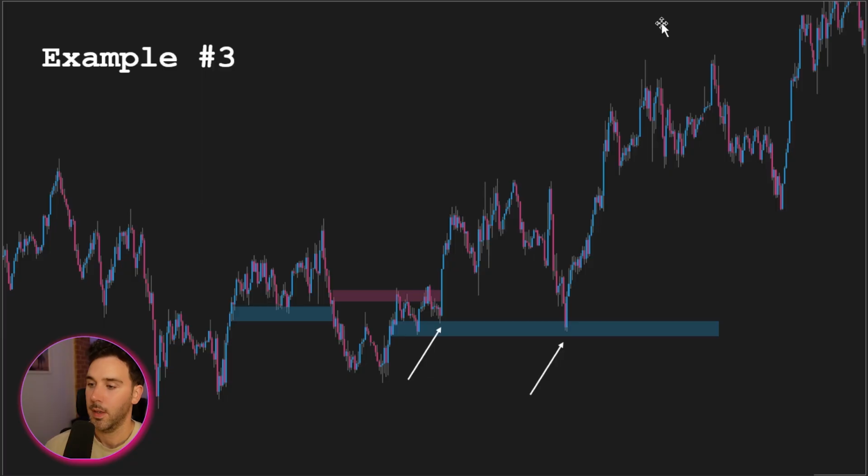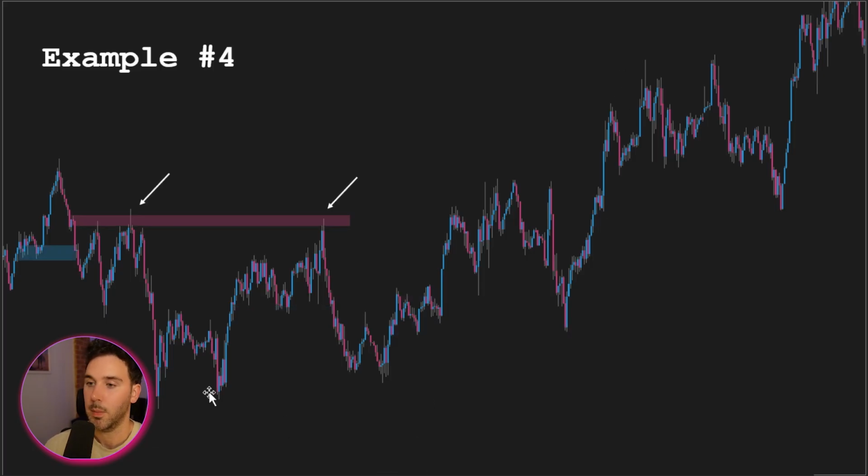Example 3, again, similar thing, but actually in this instance, we have a chain. So we have a resistance level, a decision point, which has broken a decision point. And then here we can see 1 retest, 2 retests of it, and strong reactions.